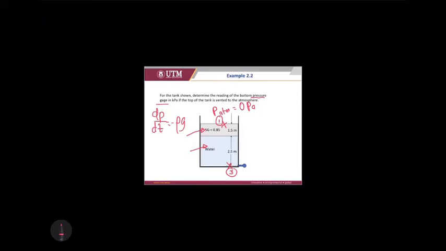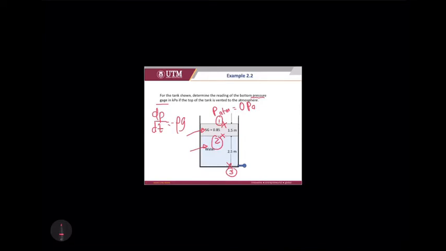So we cannot compare 3 and 1 directly, but we need to find another place where both points are in the same fluid. The best place is the interface between the water and the fluid at the top. We call that point 2. To get P3, we determine P1, then P2, and after that P3.